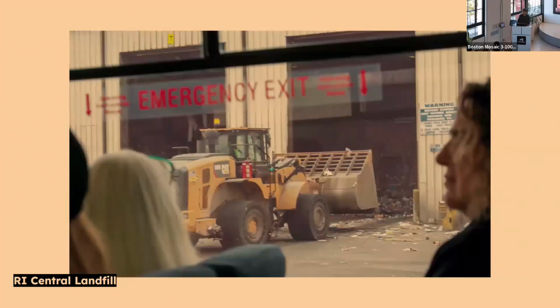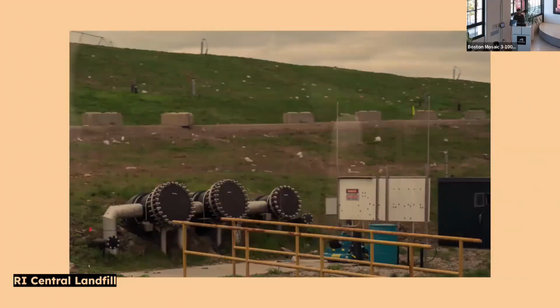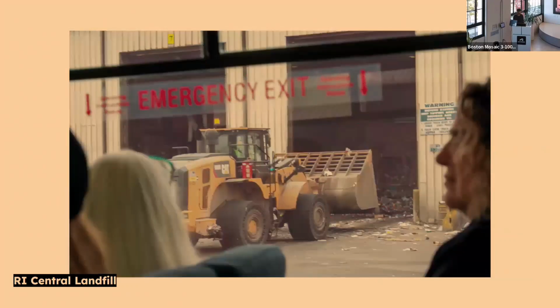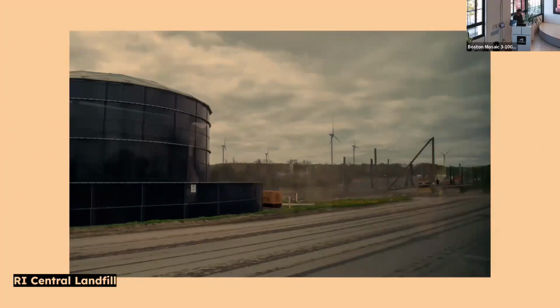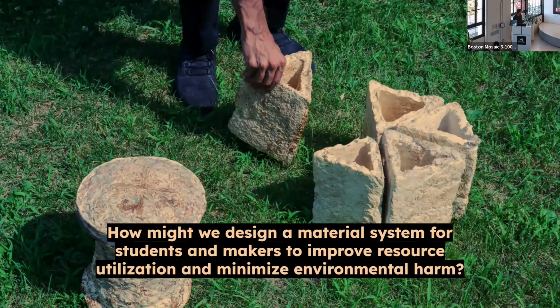So we know that materials have been trying to be recyclable, but many times, even after a few cycles of recycling, they end up being unusable or have lower performance, so they end up being waste. And my question was, how might we design a material microsystem for students and makers that can improve this sort of resource utilization, as well as minimize the environmental impact associated with it.